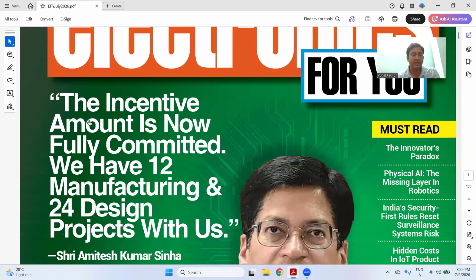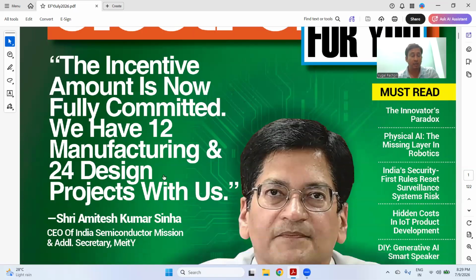"Incentive amount is now fully committed. We have 12 manufacturing and 24 design projects with us." He is Mr. Sri Amitesh Kumar Sinha, CEO of India Semiconductor Mission and Additional Secretary, MeitY, Ministry of Electronics and Information Technology. So this is a statement from Sri Amitesh Kumar Sinha ji, and he is saying the incentive amount is now fully committed. We have 12 manufacturing and 24 design projects with us.